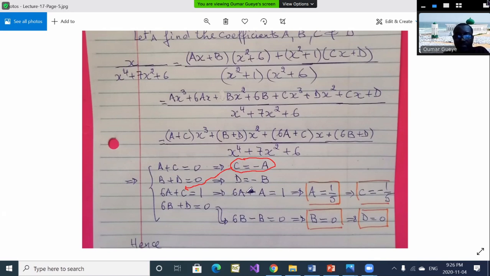And we'll get here 5a equal to 1. So that's why a is going to be 1 by 5. And knowing the value of a, you can substitute here a by its value in order to get the value of c.